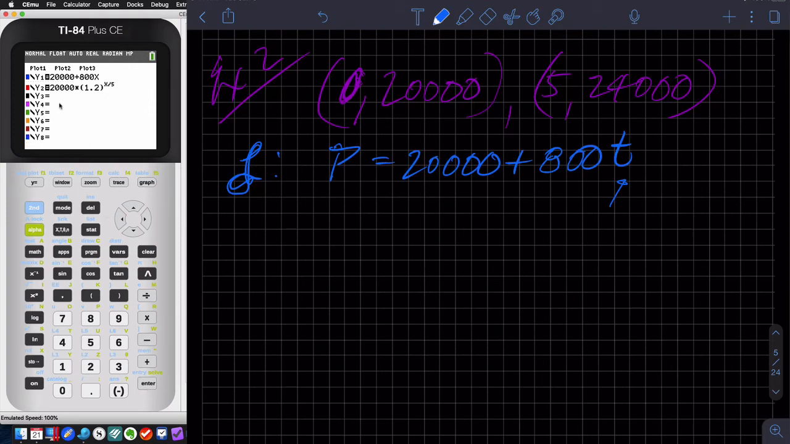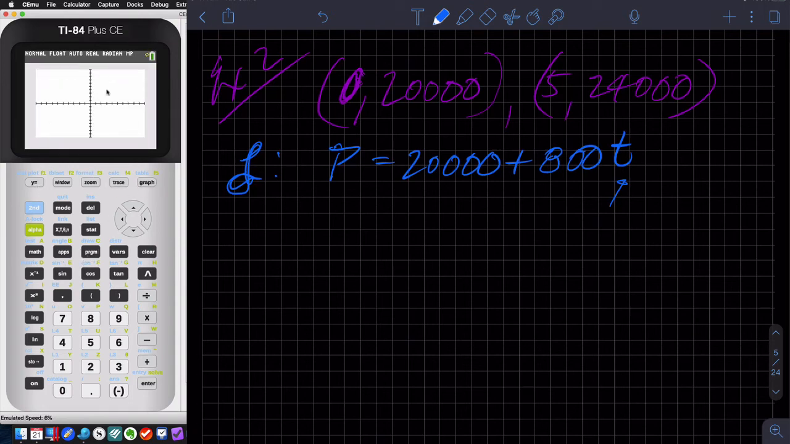Okay, so there are two functions, but I'm going to turn this one off. How do you turn that off? If you don't know, you go over here and put your cursor on the equal sign and hit enter, and it will turn that one off. See, it's no longer highlighted, because I want to do this problem in order, the way they're asking us to do it.